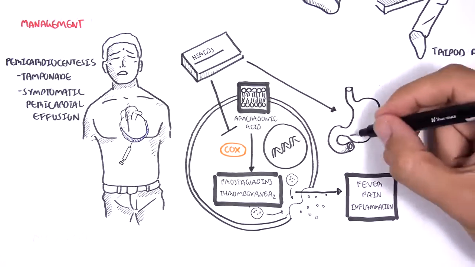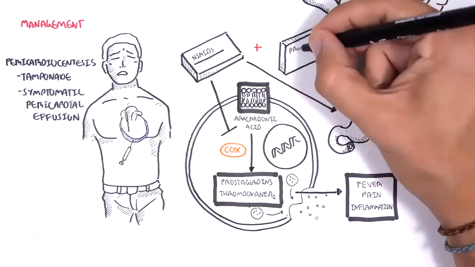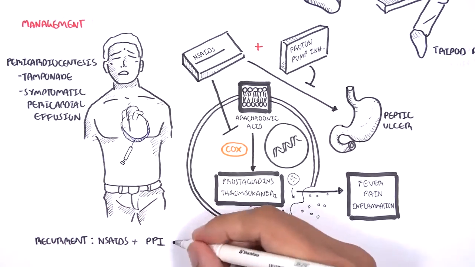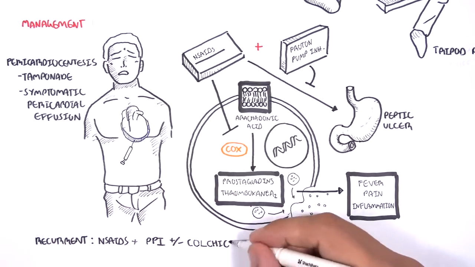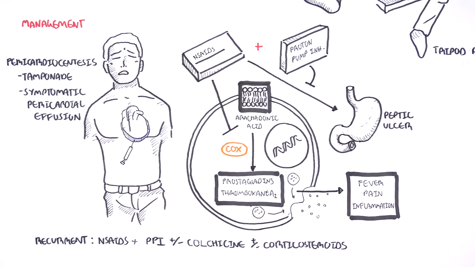However, a side effect of non-steroidal anti-inflammatory drugs is peptic ulcers, and so proton pump inhibitors also need to be administered to prevent peptic ulcer formation. In recurrent pericarditis, patients can go on non-steroidal anti-inflammatory drugs, proton pump inhibitors, plus minus colchicine, which is a common medication for gout, and plus minus corticosteroids for serious cases.